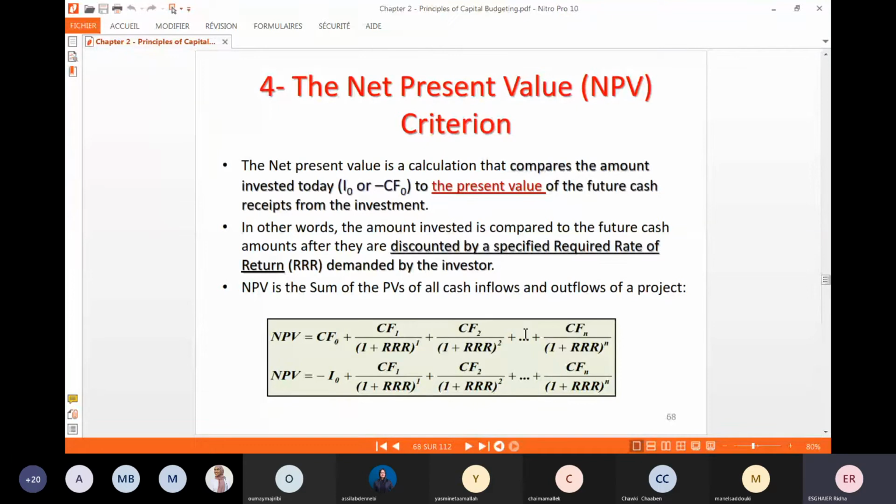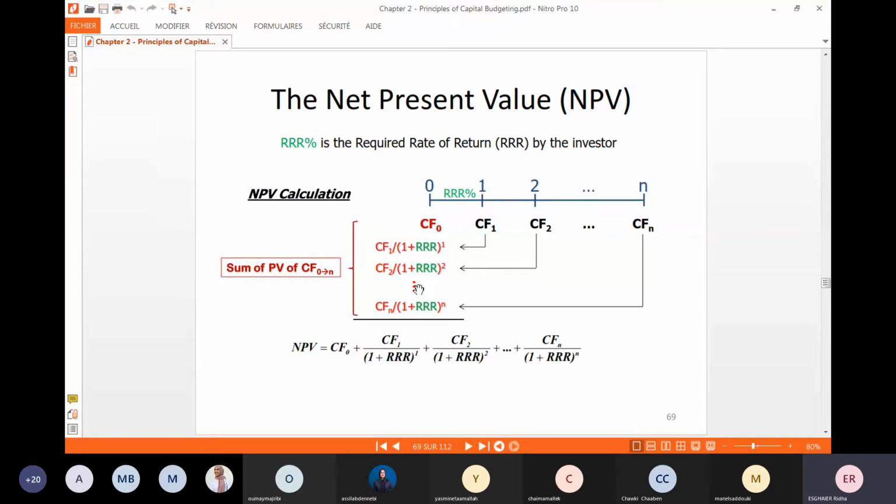So, how to compute it? As we said, take the cash flow of each year, discount it using the required rate of return, the discount rate, then make their sum. And add the cash flow 0, while subtracting the investment I0.